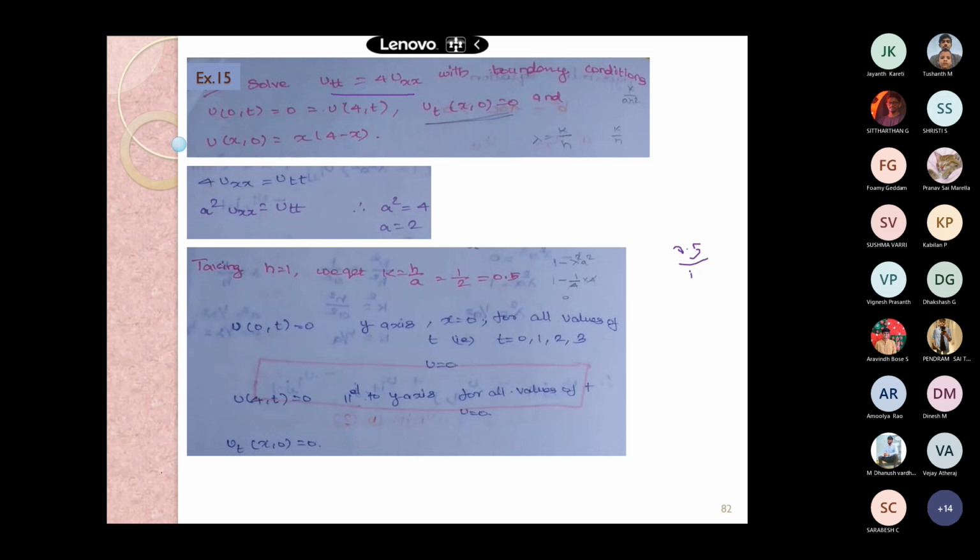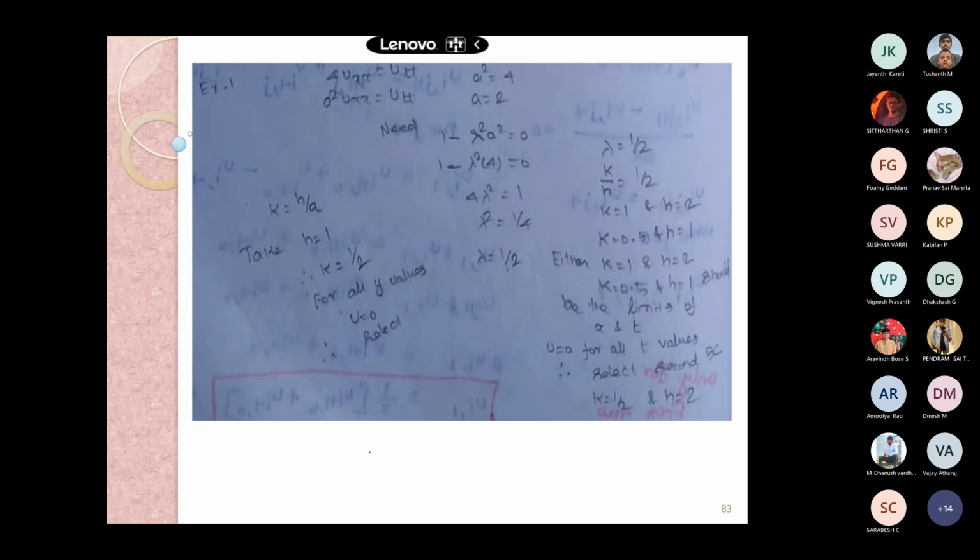And therefore this is the first boundary condition, that is u of 0 comma t is equal to 0, which is related to the y-axis. In the y-axis x is equal to 0 for all values of t, that is u is equal to 0. And when u of 4 comma t, that is parallel to the y-axis, for all values of t in that axis, u is 0. u of x comma 0 is equal to 0, where the t value is 0 at the x-axis.